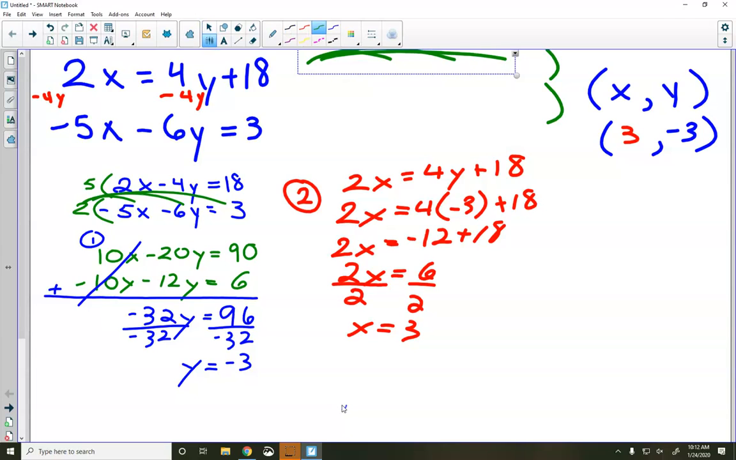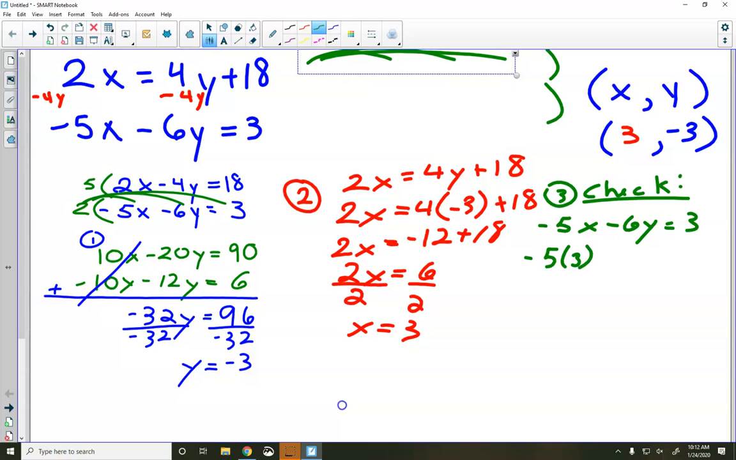And the last thing we'll do is we will check using, again, the original equations. And this time we're going to use the opposite. So negative 5x minus 6y equals 3. That's the opposite of what we used in part 2. So negative 5 times 3 minus 6 times negative 3. Of course, we're substituting in parentheses.